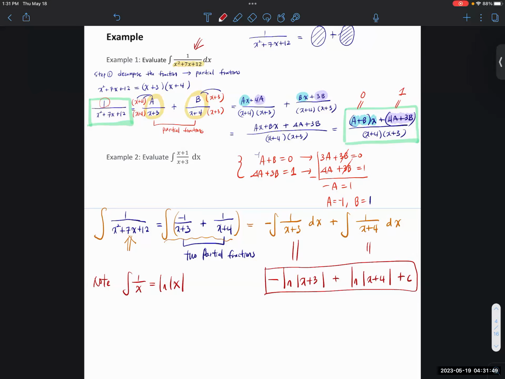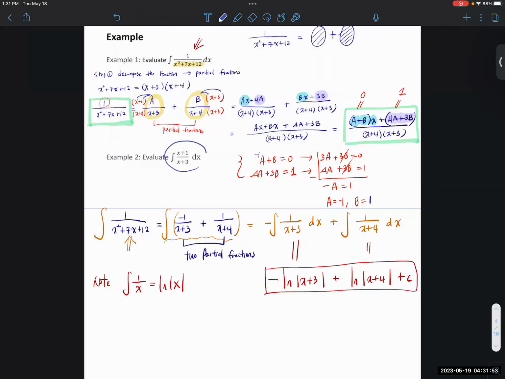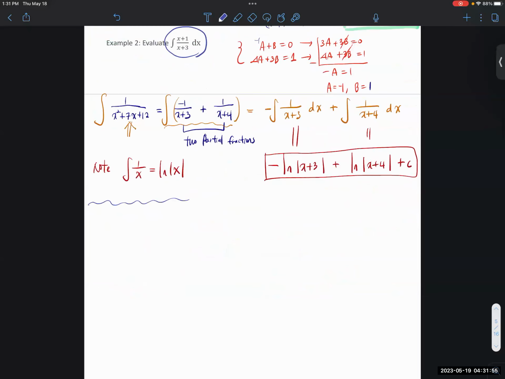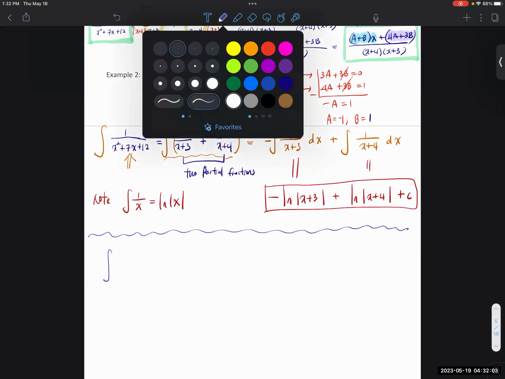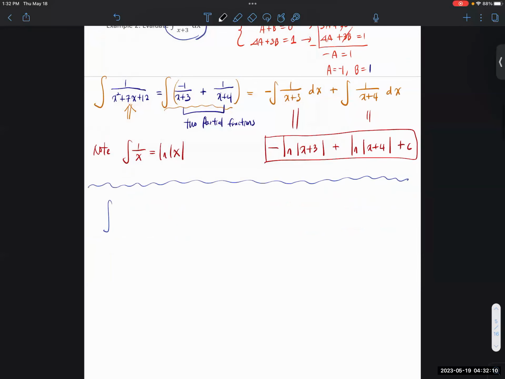So let's take a look at the second example. Let me just bring up that question. So this is the second one. I'm going to make a space. Let me change the question a little bit. This one should actually be 4, not 1. So let me just rewrite it. If I rewrite the question, we have the integral of x plus 4 over x plus 3 dx.